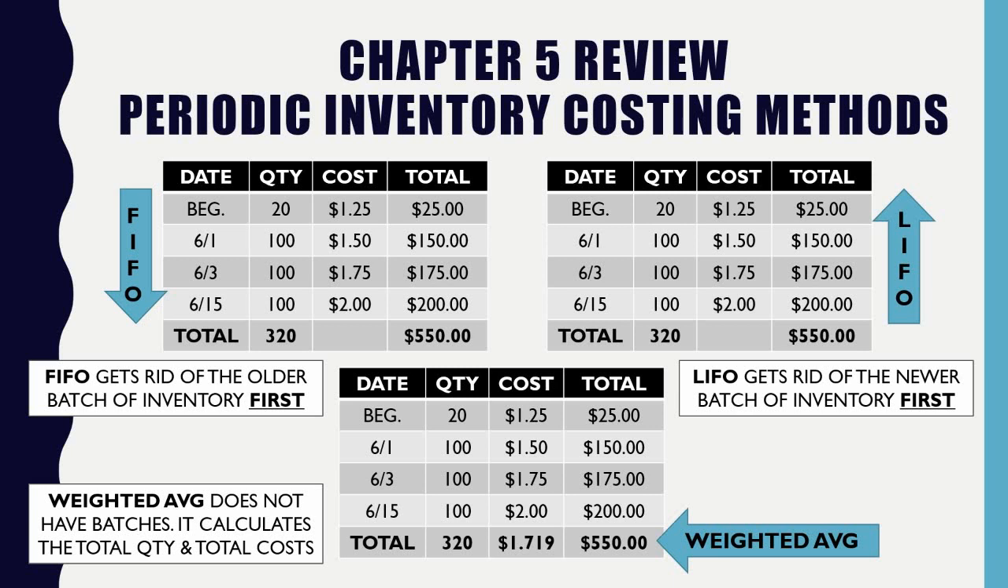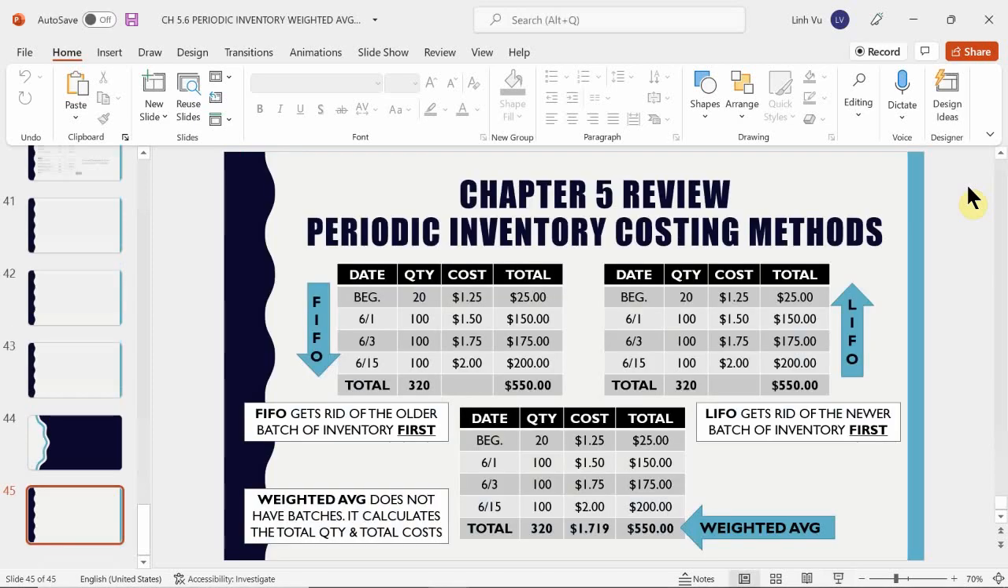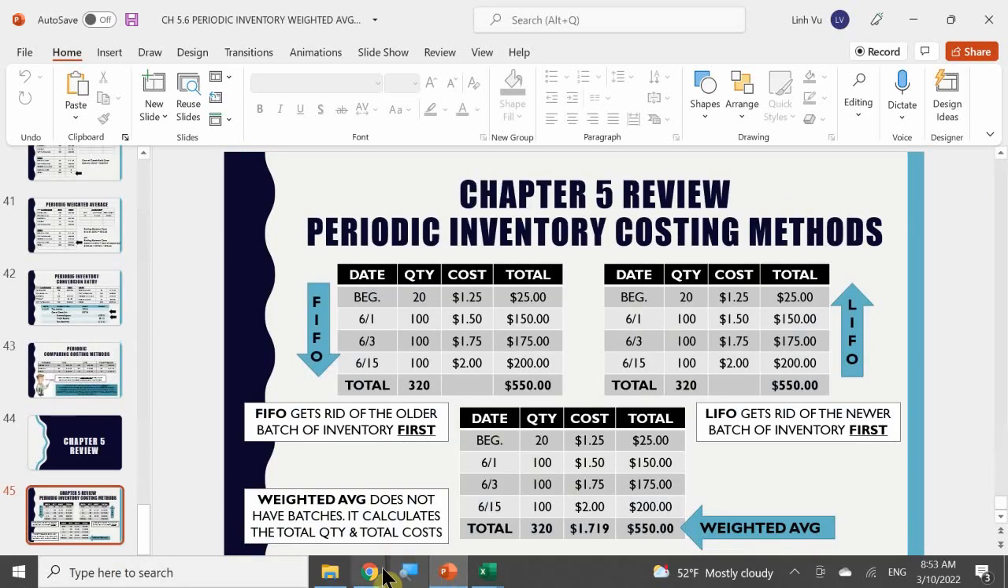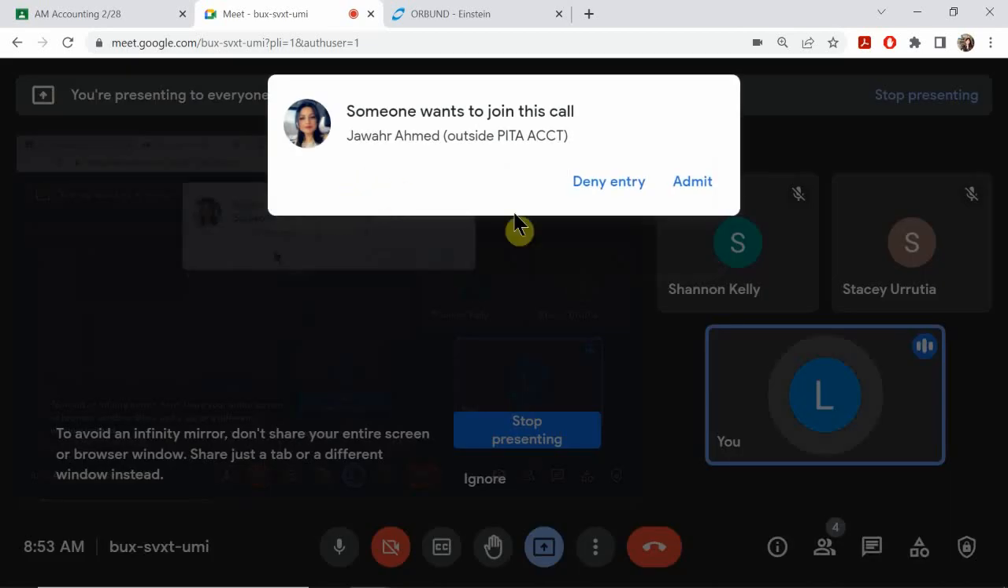And then the third one is going to be weighted average, which is going to be taking a total sum of your quantity and dividing it into your total cost to spread the cost evenly amongst every single item to get an average cost per item, and then you just sell it out that way. Any questions in regards to weighted average?